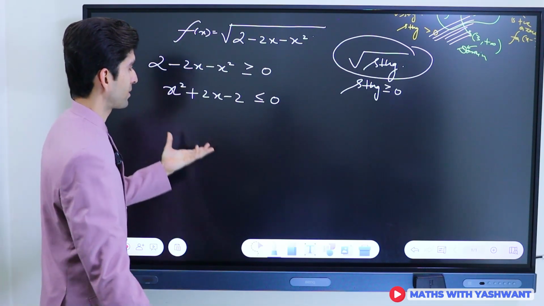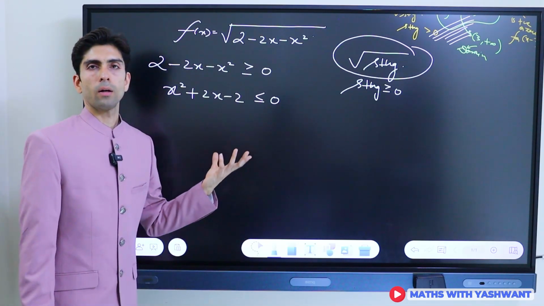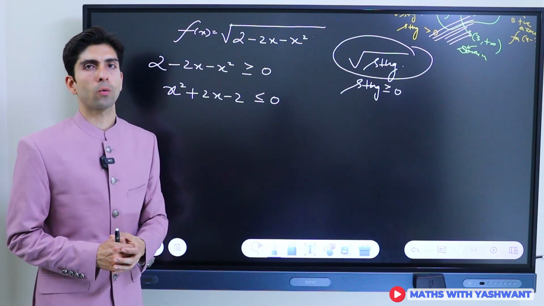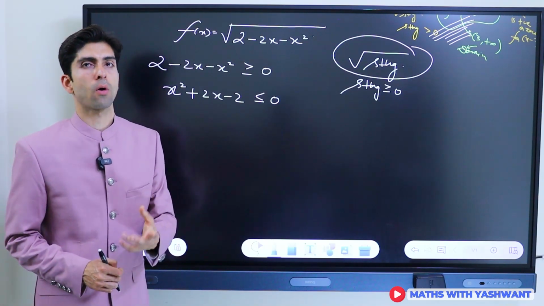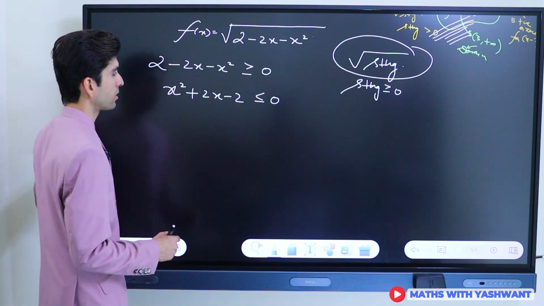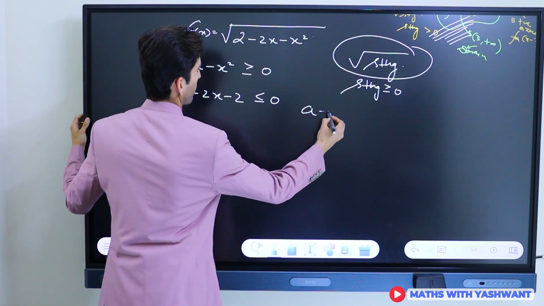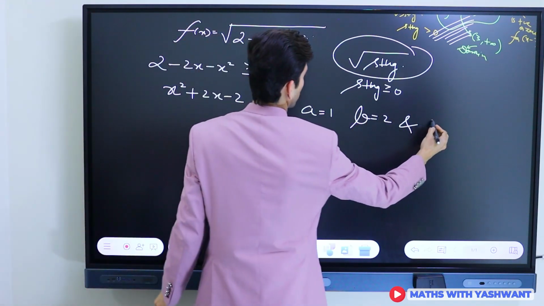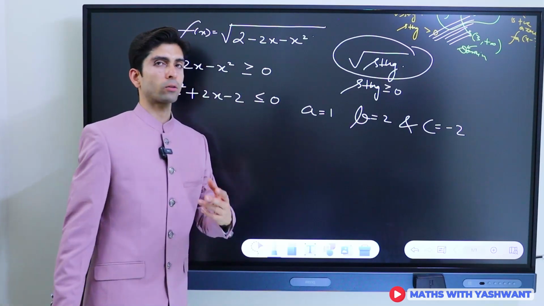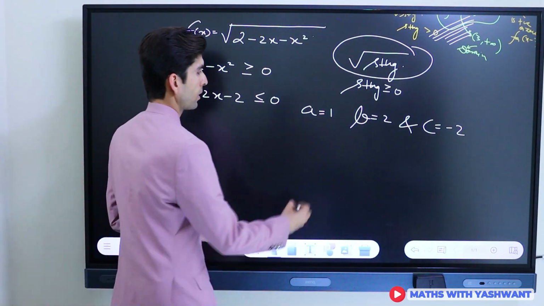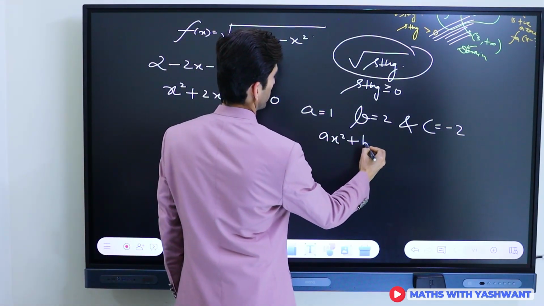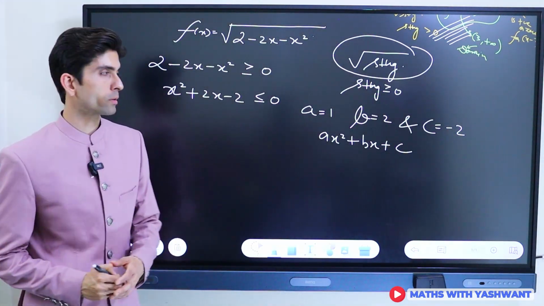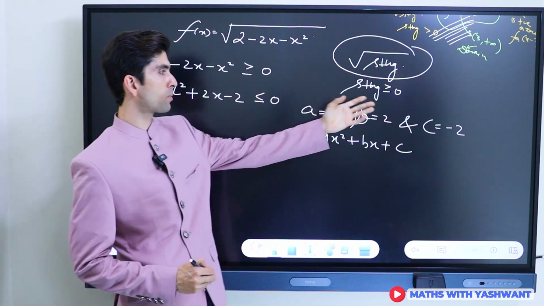It is also advisable to find the discriminant, because that will give you an idea how to factorize the quadratic inequality, or if it is possible to factorize it or not. So in this case, if I find the discriminant, the value of a is 1, the value of b is 2, and the value of c is minus 2, and I expect that you are all familiar with the structure of quadratic. It's ax square plus bx plus c. A is the coefficient of x square, b is the coefficient of x, and c is the constant term. So a is 1, b is 2, and c is minus 2.